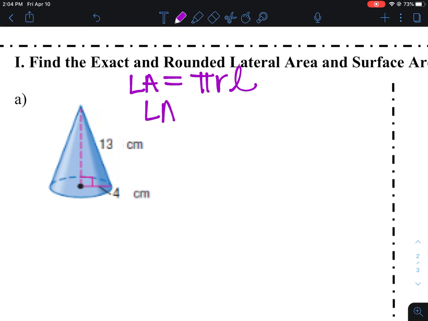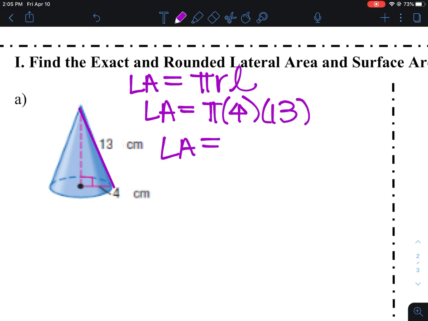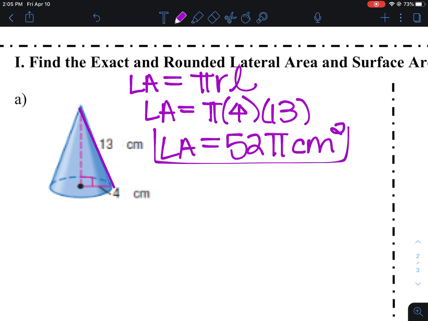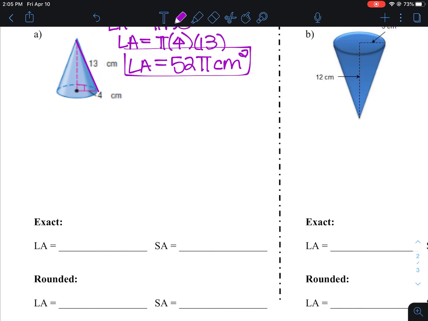So that would be pi, the radius of the circle, you can see that's the base down there, right? That's 4. And then the slant height is right here, and it tells us that that's 13. So 4 times 13 is 52 pi, and so we're in centimeters, and it's area, so you say squared. Okay, 52 pi centimeters squared. That's the exact, so put that down here.